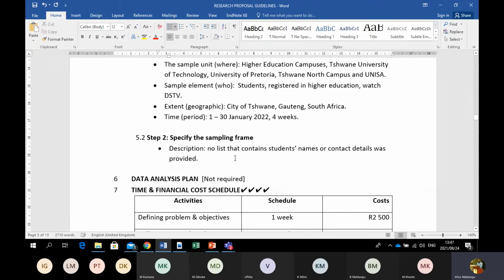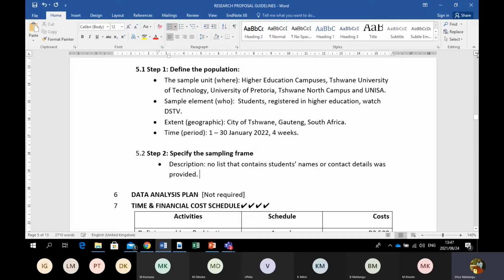The next step, remember this is just 1 mark, is to provide that description. Since we don't have a list, how are we going to identify these people? The nice thing about this part is that you've already done it in step 1. That is your sample unit and your sample element. So you must include here that we don't have the list of contact details, but we will go to these campuses. We will ask them if they are registered, if they watch TV, and then these are the people that we interview.